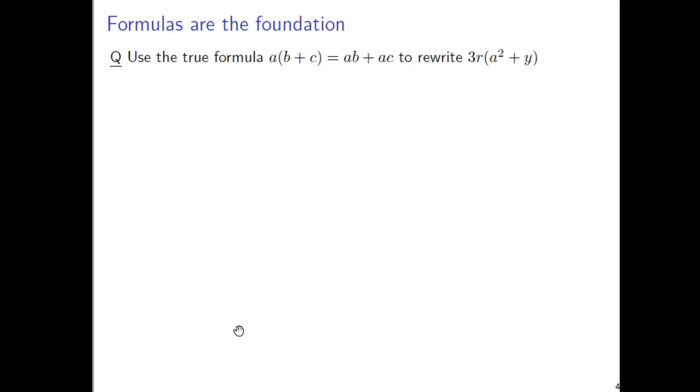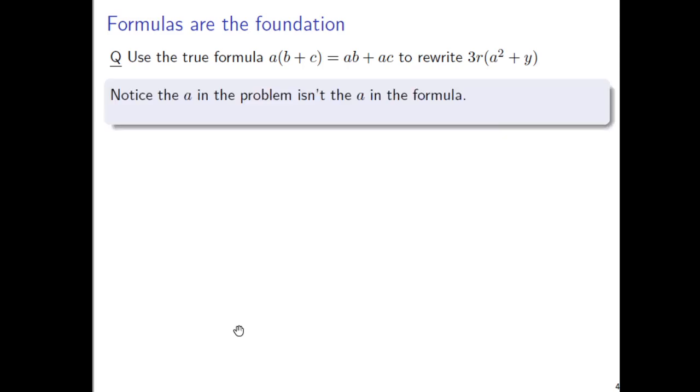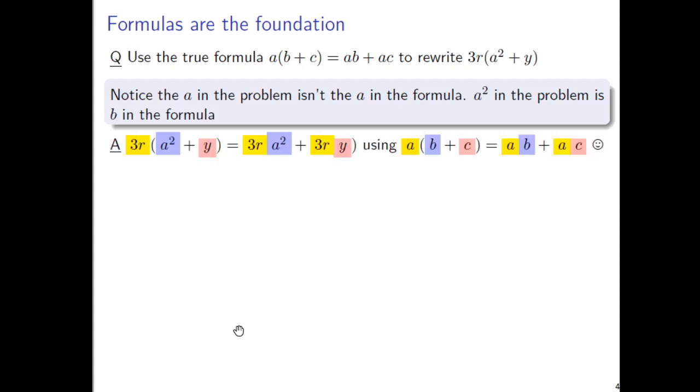Now, what looks funny is that the A in the problem is not the same as the A in the formula. So the A squared in the problem is the B in the formula. Maybe these colors help, maybe they're a little distracting, but the point is that 3R plays the role of A, A squared in the problem plays the role of B, and Y in the problem plays the role of C in the formula. Therefore, 3R times quantity A squared plus Y turns into 3R times A squared plus 3RY.